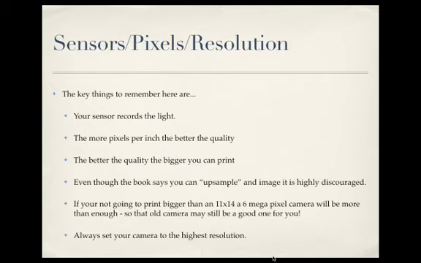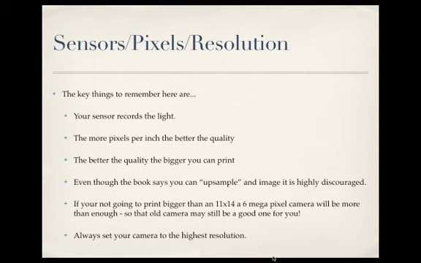Sensors, pixels, resolution, all big things in digital photography. They all mean lots of different things to people. Here are some of the key things to remember. Your sensor is what records the light. The bigger the sensor, the better the quality. Most point and shoots have the same size sensor. It's now starting to change with DSLRs. They're starting to have lots of different sensor sizes out there.